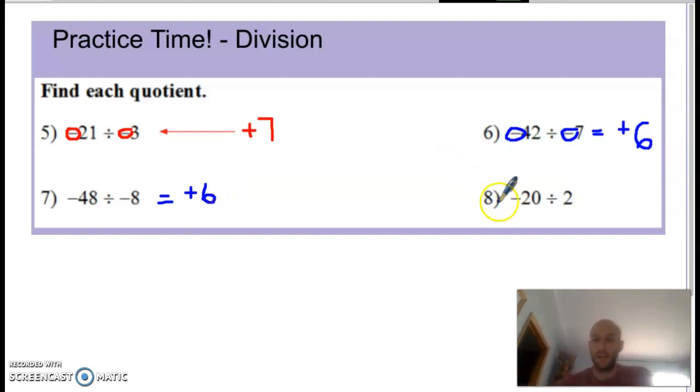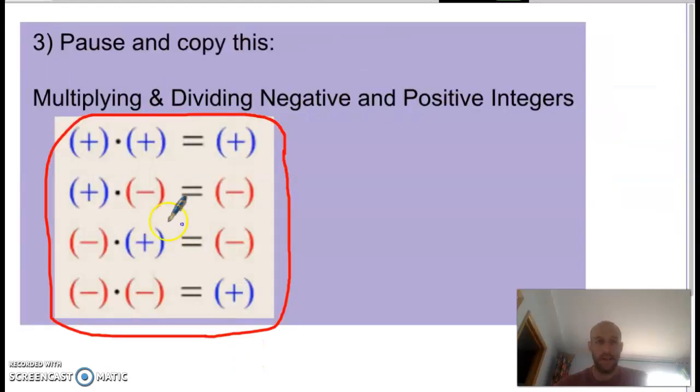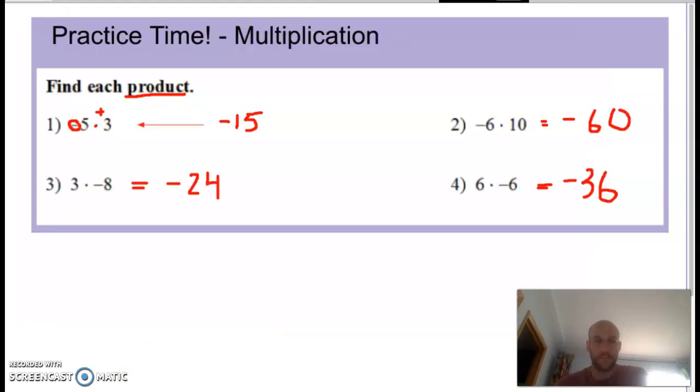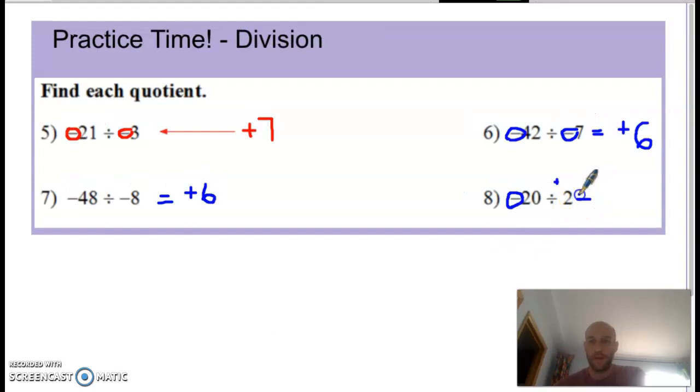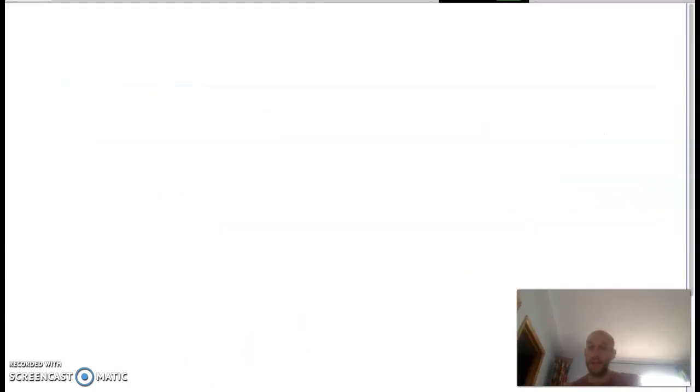All right, number 8. This one's a little different. I have to be careful with my signs. I have a negative divided by a positive. A negative divided by a positive is a negative answer. So I'm going to get a negative answer. 20 divided by 2 is 10. So my answer is negative 10. Okay? All right, that's it for multiplication and division.